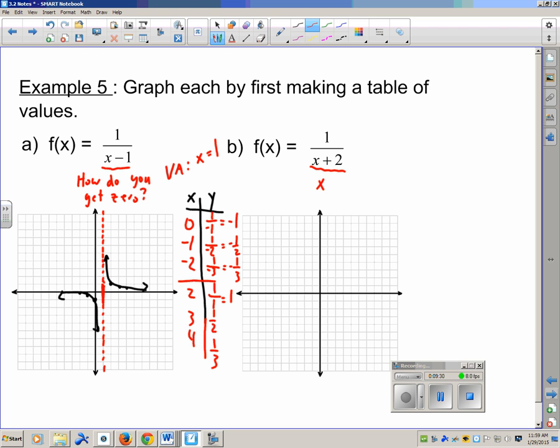You get 0 there when x equals -2. So what does that mean? That means my vertical asymptote there has to be at -2. So let's draw a vertical line there at -2. And then I'm going to pick some x values. I'm going to pick them to the left of that vertical asymptote, and I'm going to pick them to the right of the asymptote. So -3, -4, -5.